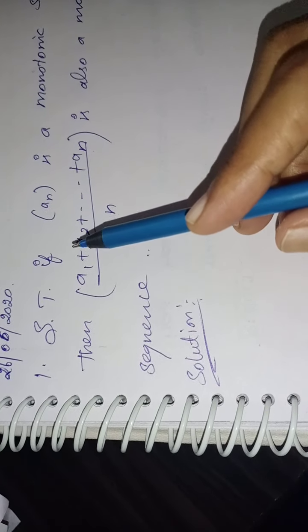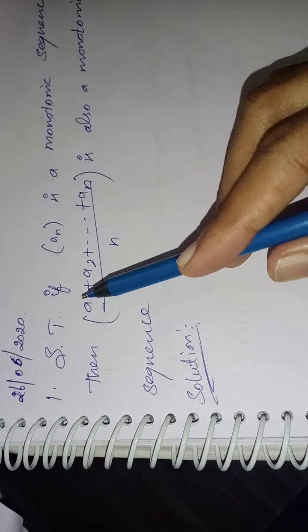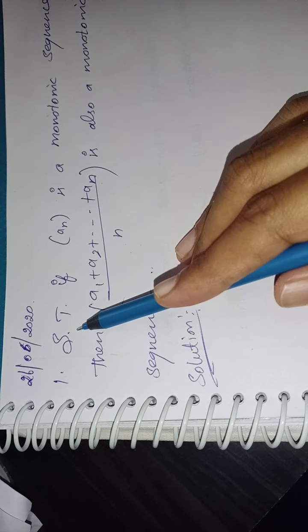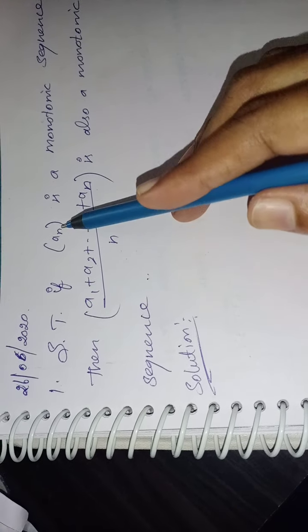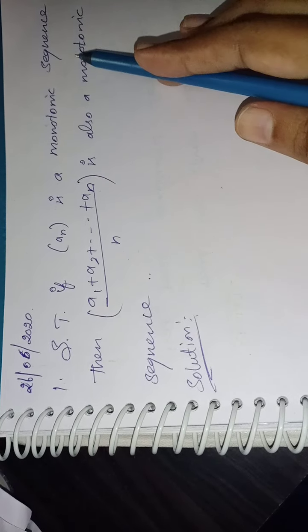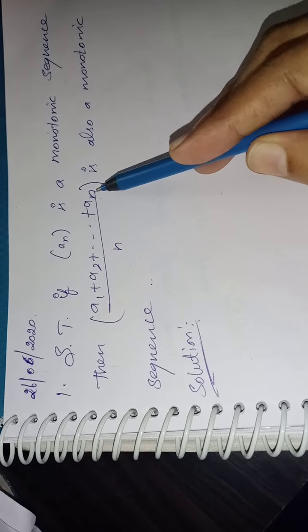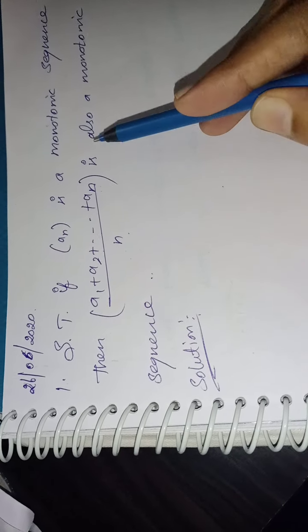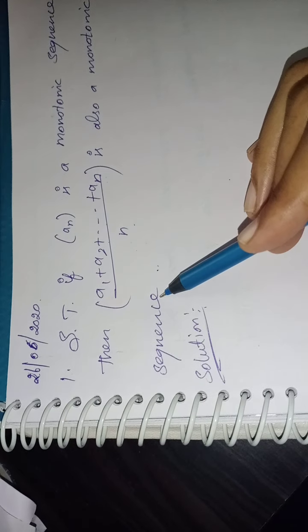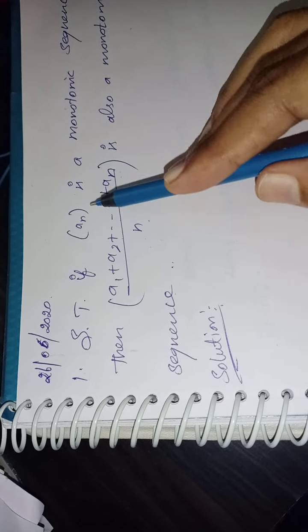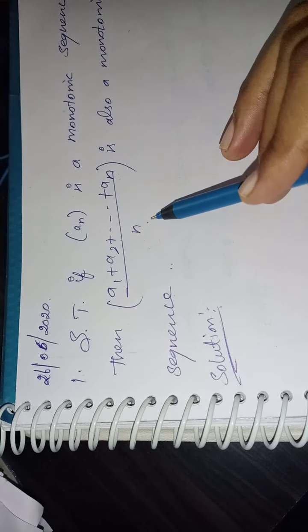Good morning, girls. In a monotonic sequence, we are going to see the next problem. That is, we have to show that if an is a monotonic sequence, then (a1 + a2 + and so on + an) divided by n is also a monotonic sequence. Given that it's a monotonic sequence, we have to prove that this is also a monotonic sequence.